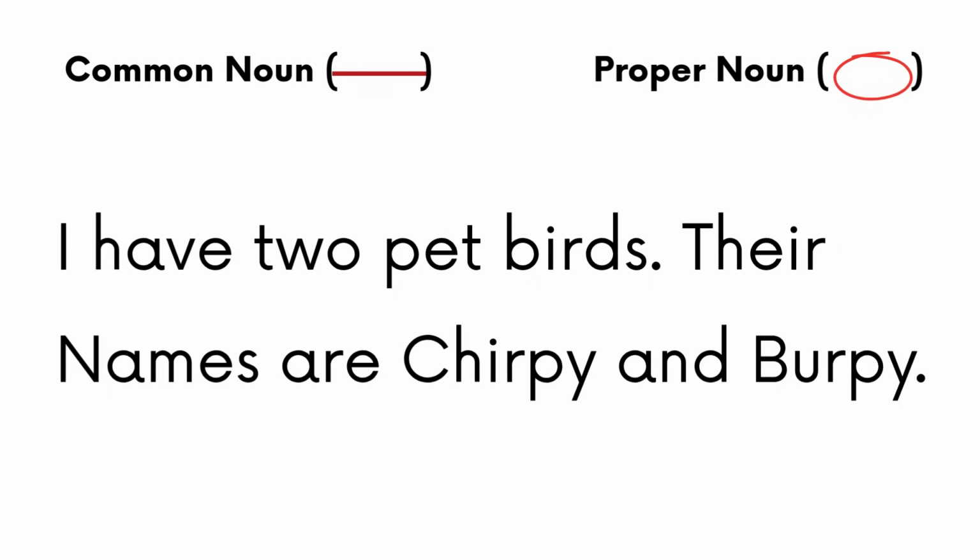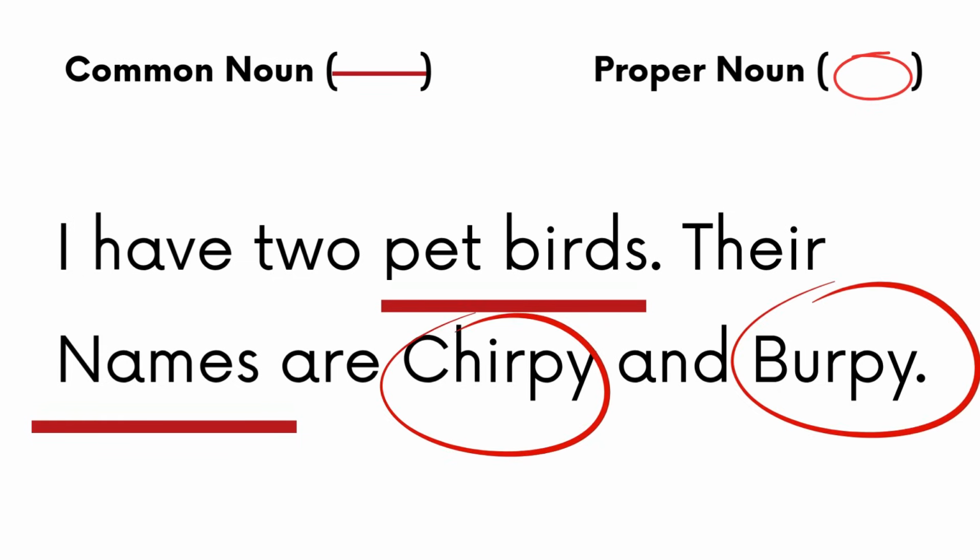In the sentence, I have 2 pet birds. Their names are Chirpy and Burpy. Here are the nouns. Common nouns. Birds, general category. Pet, describes the type of animal. Also a common noun, names a general term, not specific. Proper nouns. Chirpy, Burpy. Both are specific names given to the birds, so they are proper nouns.